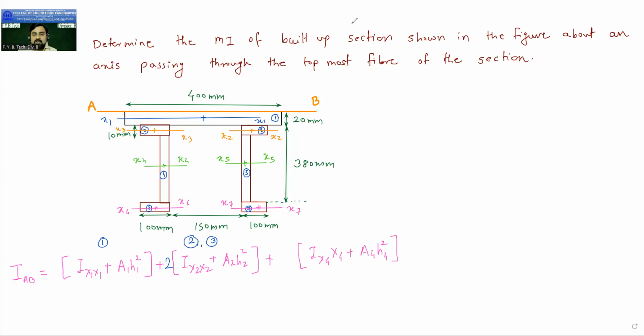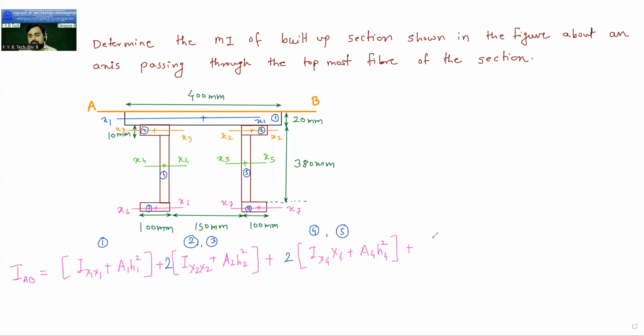Again same thing is there, whatever there is for x4 same will be there for x5. So again I will multiply this term by 2. So this is for your figure number 4 and figure number 5. Because I am multiplying it by 2, instead of writing it 2 times I am directly multiplying it here by 2 because everything is same.